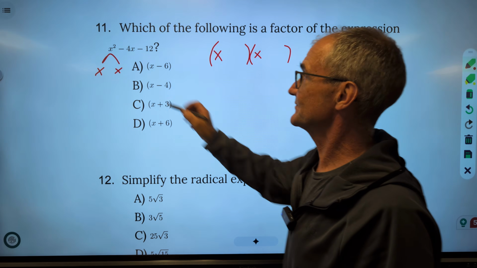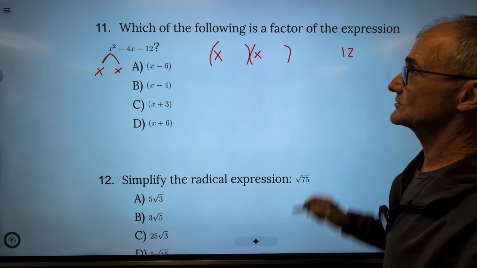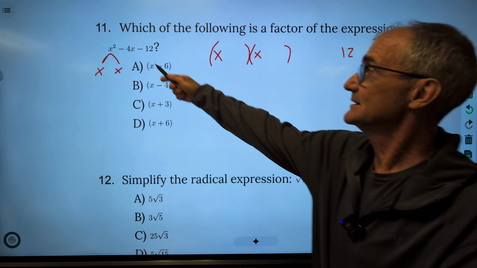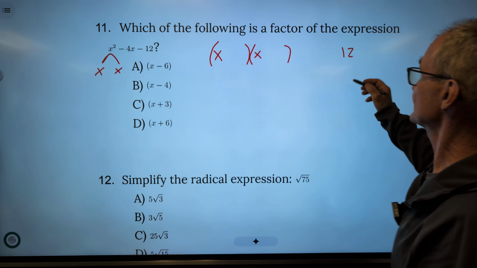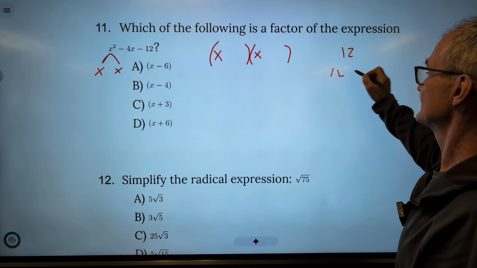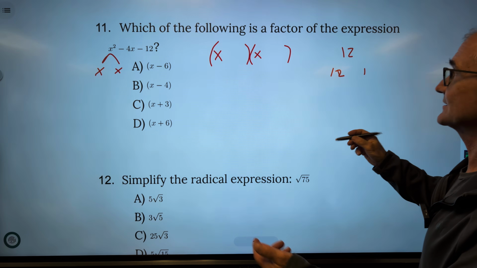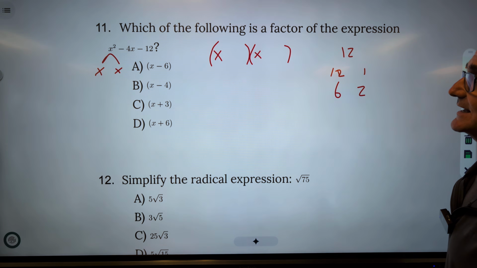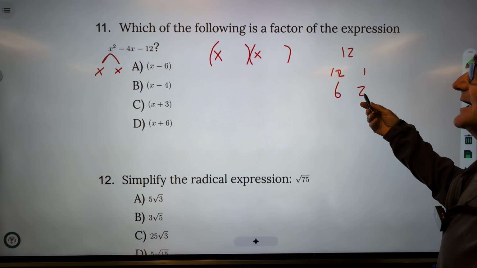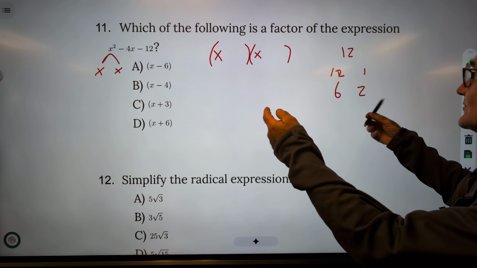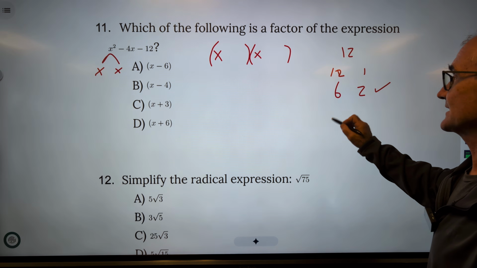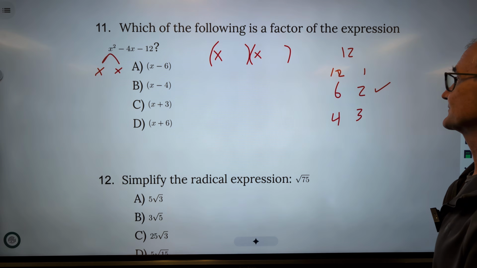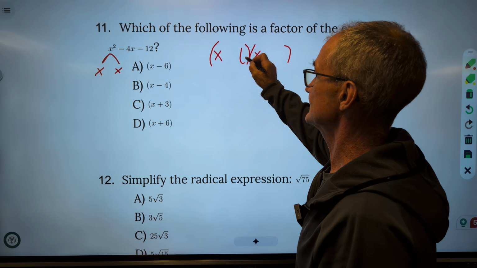Then I'm saying, what are the factors of 12? When multiplied together, give me a 12, but when added together, give me a negative 4. So a 12 could be a 12 and a 1, but there's no way to add those to get a 4. I could have a 6 and a 2. Well, if I had a negative 6 and a positive 2, that would give me a negative 4. That one will work. I could have a 4 and a 3. No way to add or subtract those to get a 4. So I'm going to use the 6 and the 2.